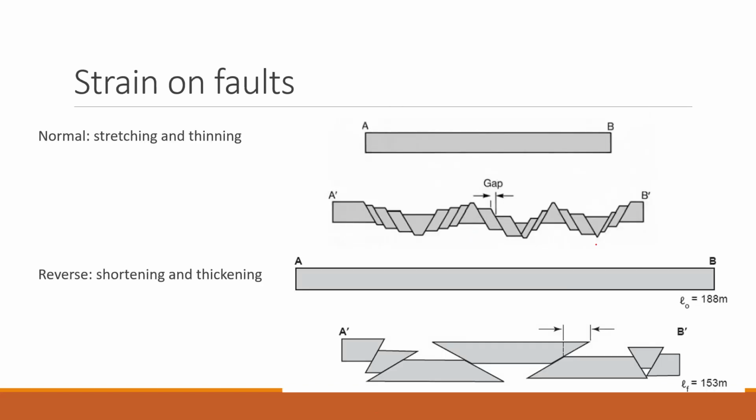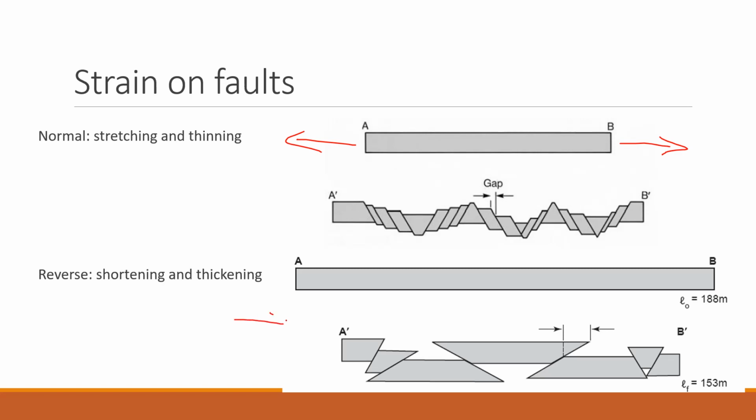So what happens on faults? If we have stretching, we will get normal faults. So if we start off with our block and we pull in either direction, we're going to end up having a bunch of normal faults because we are going to stretch and thin out our crust. And so we will be accommodating extension.